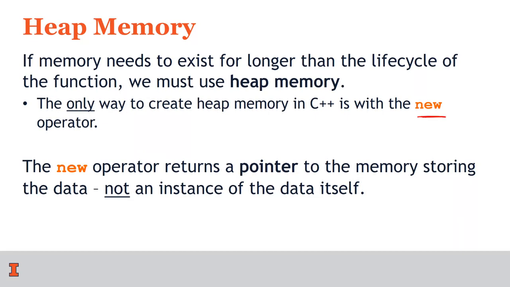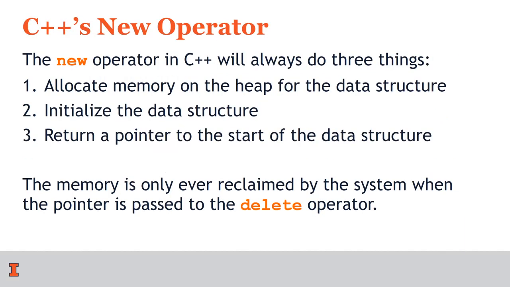The new keyword is an operator in C++ that's going to return a pointer to the memory address starting of the new data, and not an instance of the data itself. What that means is the new operator is going to do three things, and it will always do these three things. The first thing is it's going to allocate memory on the heap for a data structure, whatever the data structure is that we're allocating. It's going to initialize that data structure, and it's going to return a pointer to the start of that data structure.